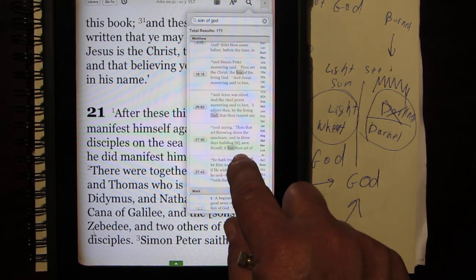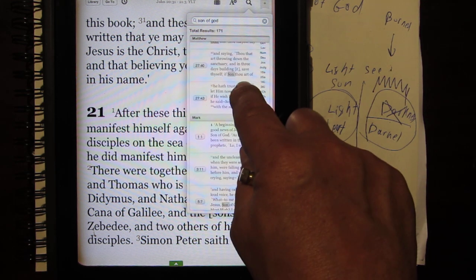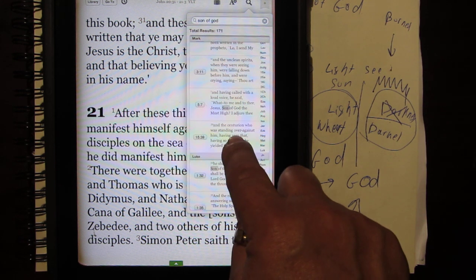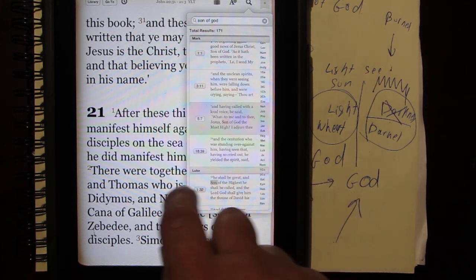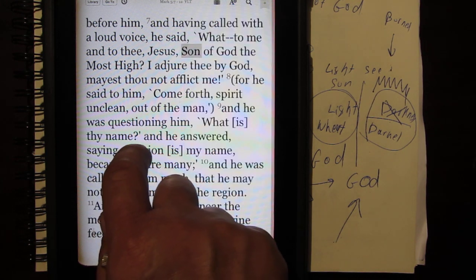And we'll go to Matthew. Yeah, let's look at Mark. Let's look at this, 5:7. Let's see what it says there.